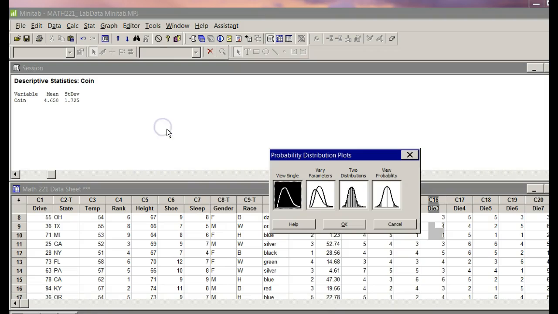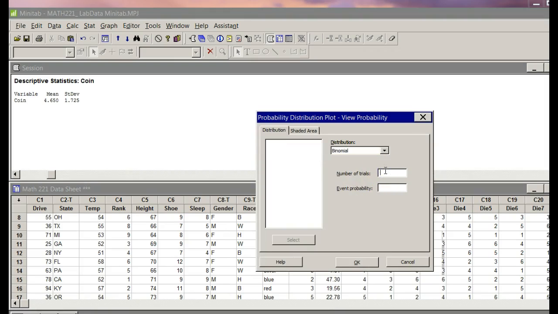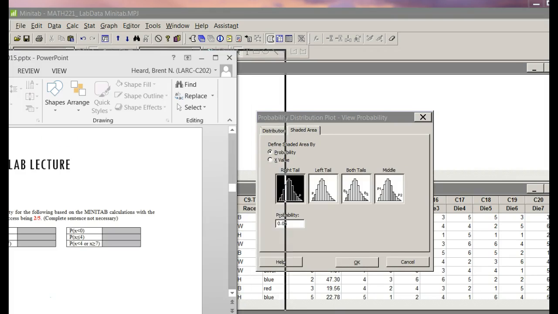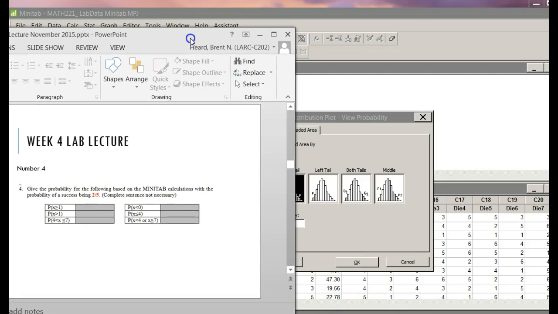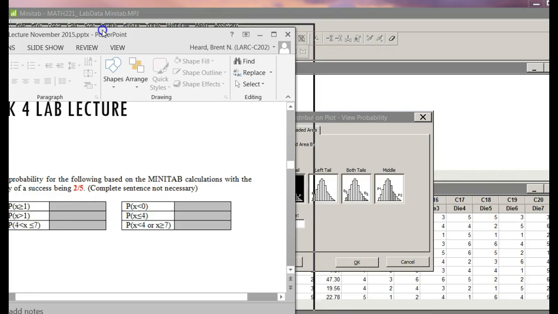Graph, probability distribution plot. Click View Probability. Say OK. I'm going to change the distribution to a binomial. Now 10 trials. The event probability. Mine is 2/5, so I'm going to make this 0.40. Yours will be different. Remember, my example's different. I'm saying 2/5. Then I click the Shaded Area tab. Now think about this. Greater than or equal to 1.